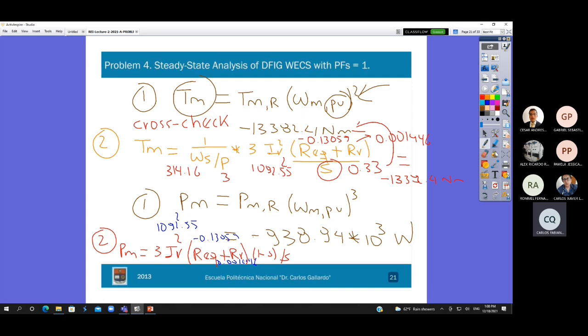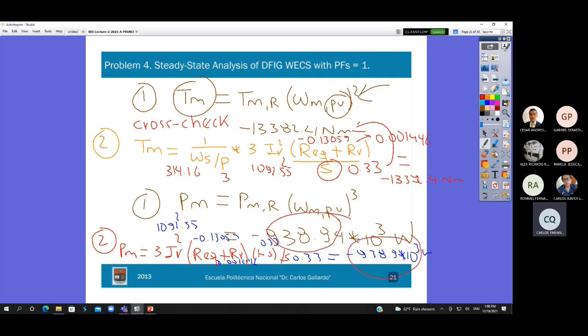So I will have 0.33 in the numerator. I will have 0.033 in the denominator. Okay. Therefore, once again, substituting these values, I will get the mechanical power is equal to negative 938.9 times 10 cubed. So once again, this value is verified.